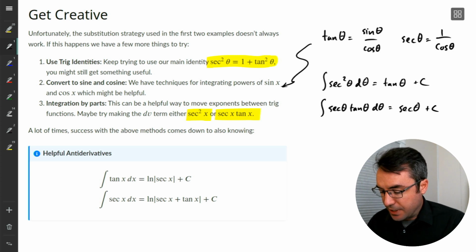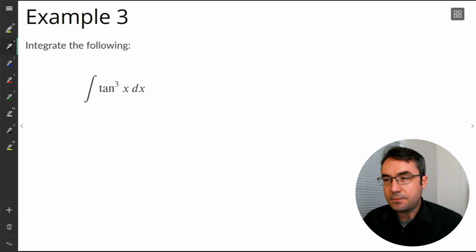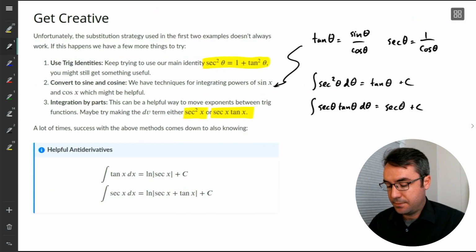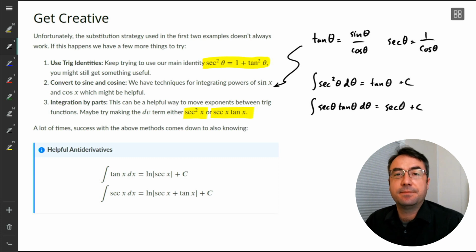All right, so let's try an example. Let's try integrating tangent x cubed. Let's try strategy 1 here. Let's use our trig identity and see if that gets us anywhere.